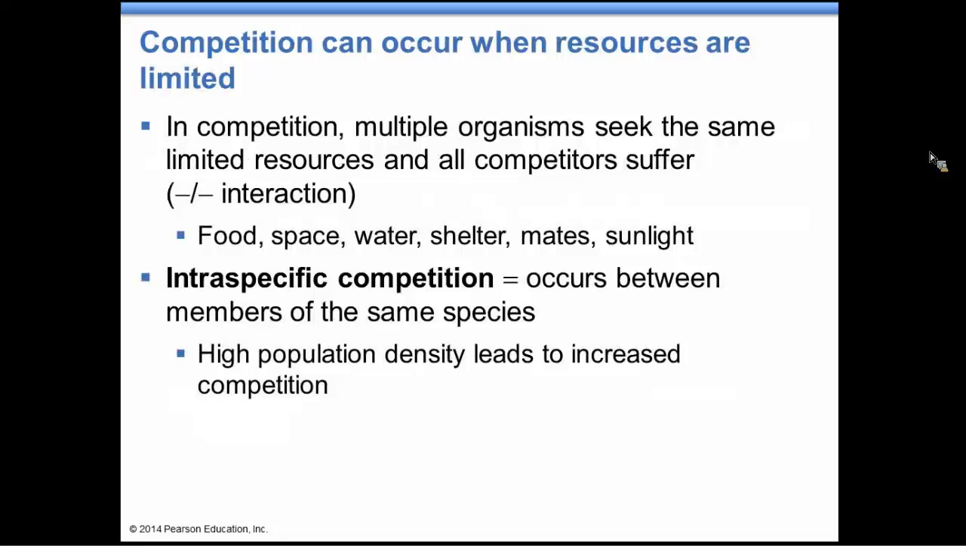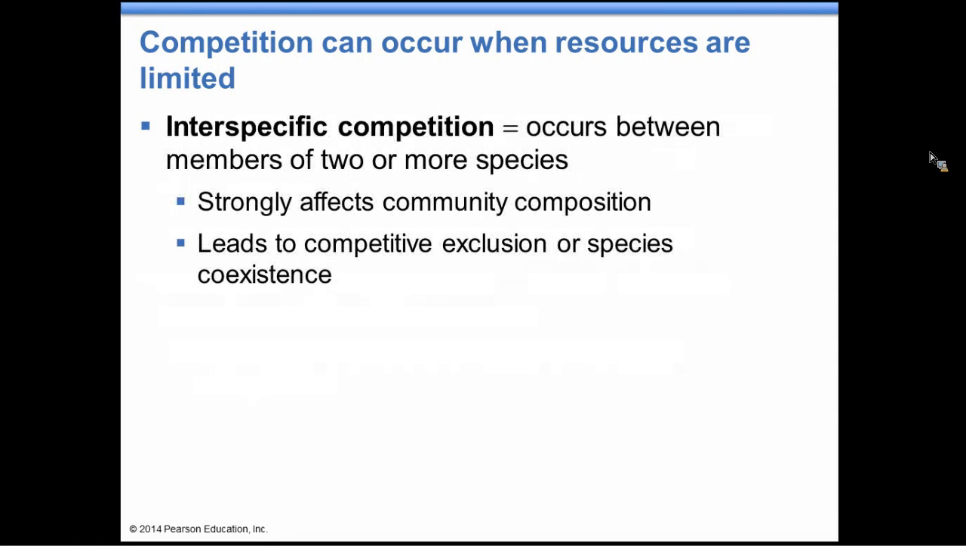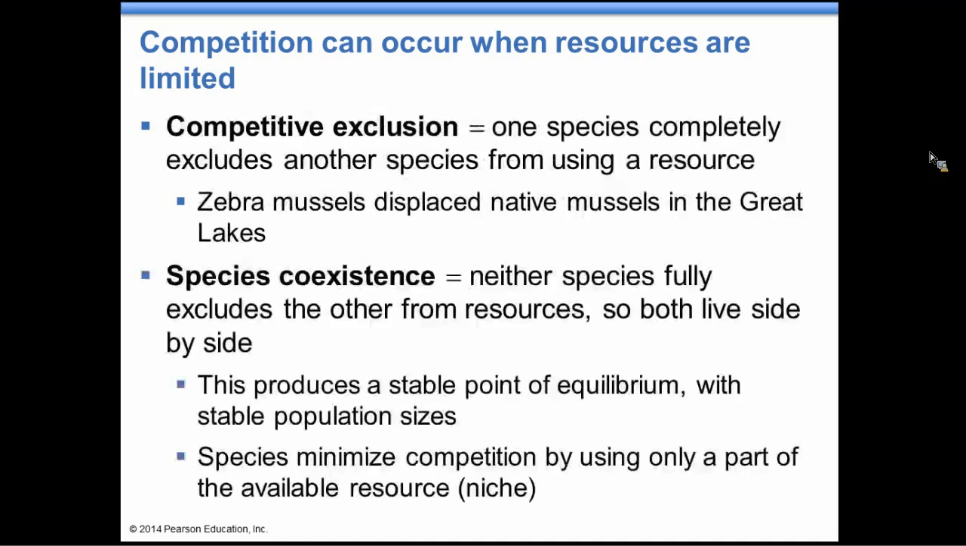So competitive interactions can take place among members of the same species, and this is called intraspecific competition. And this can often be seen in high population density when there's too much of a single species in one area. The other type of competition that can take place is called interspecific, and it's between members of two or more species. And this really just impacts community interactions and various other things we'll talk about in a bit.